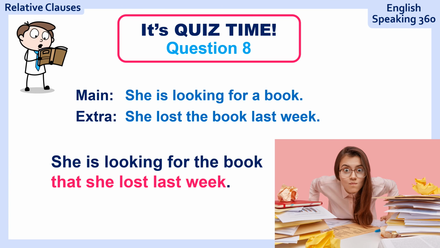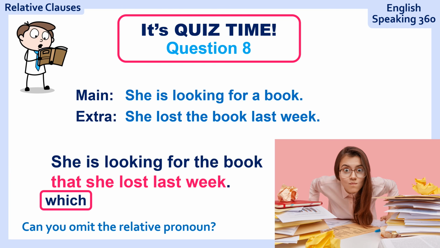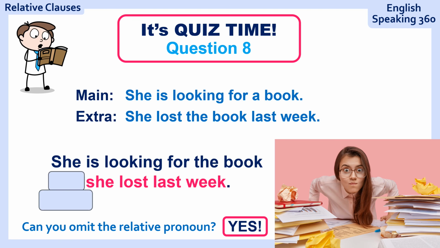Can we have one more relative pronoun? Yes, we can. We can add which. She's looking for the book which she lost last week. Can you omit the relative pronoun? Yes, you can, because who lost? She lost. So it's not the book. The book didn't lose anything, so that and which are both objects. In that case, you can remove them. She's looking for the book she lost last week.